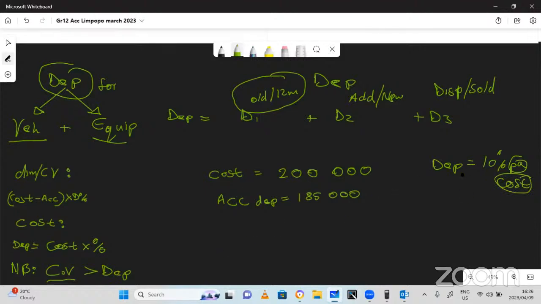So what I'm saying to you now is that before you actually calculate the depreciation, you first calculate the carrying value, and put it aside. You first check the carrying value of the asset. How do you get the carrying value? Take the 200,000 and minus the 185,000.